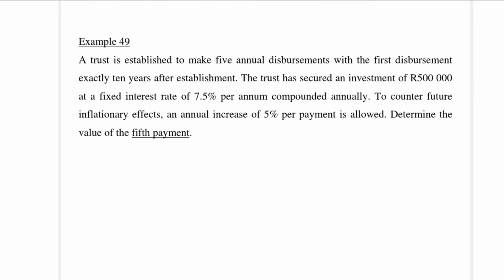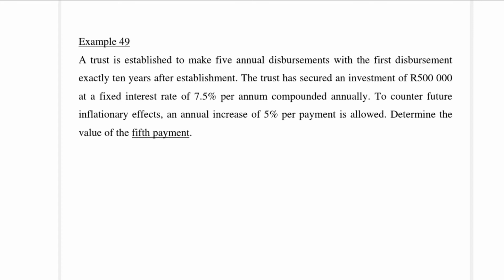Okay, then the next example, example 49. A trust is established to make 5 annual disbursements, with the first disbursement exactly 10 years after establishment. The trust has secured an investment of 500,000 rands at an interest rate of 7.5% per annum compounded annually. And then to counter inflation, an annual increase of 5% per payment is allowed. And we would like to know what is the value of the fifth payment.